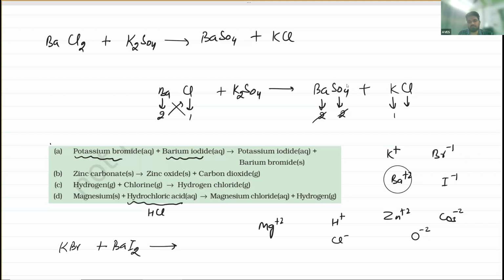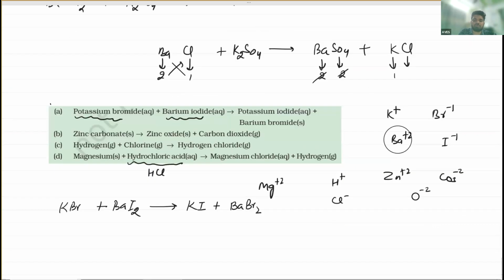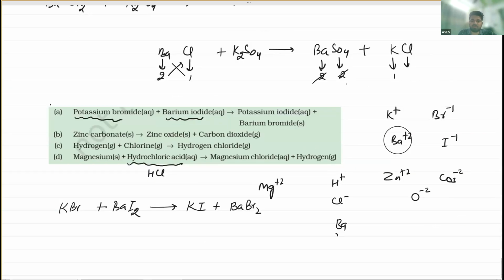Okay. And then potassium iodide is KI. Then we have barium bromide. Barium bromide will be BaBr2. Why? Because barium has valency 2 and bromide has valency 1, so cross multiply, BaBr2. So KBr when reacting with BaI2 will give you potassium iodide plus BaBr2. Okay, you understood? Yes, sir.